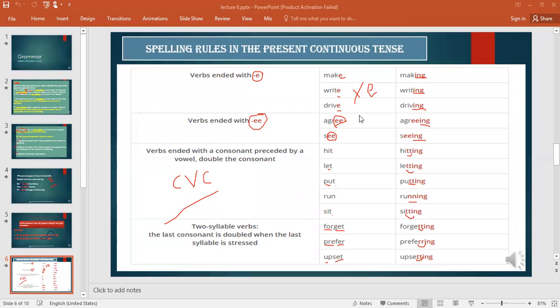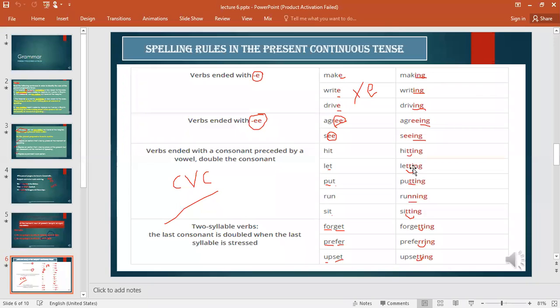Verbs ending with a consonant preceded by a vowel. I mean by this consonant, vowel, consonant. This is what we mean by CVC. Like the word hit, HIT. Let, LET. Put, PUT. These verbs are called CVC verbs, consonant, vowel, consonant. So in this case, you double the final consonant, you double the last letter of the word, and then you add ing.